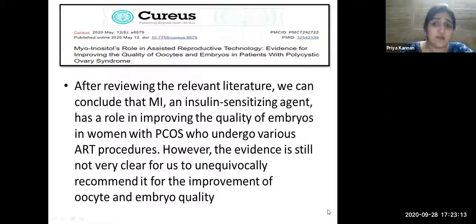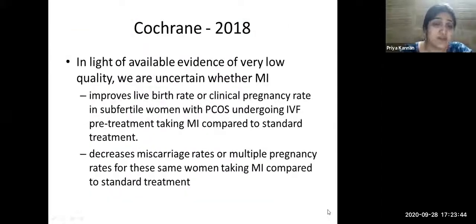So there was this meta-analysis, a very recent publication in 2020, which concluded after they reviewed a lot of literature that as an insulin sensitizing agent, myoinositol has a role in improving the quality of embryos in women with PCOS who undergo ART procedures. However, they still wanted a larger study to know how it can improve the oocyte quality and embryo quality as well. And see, this Cochrane came a year ago. After that, they had accumulated some more evidence, but still we will also get to know what Cochrane said.